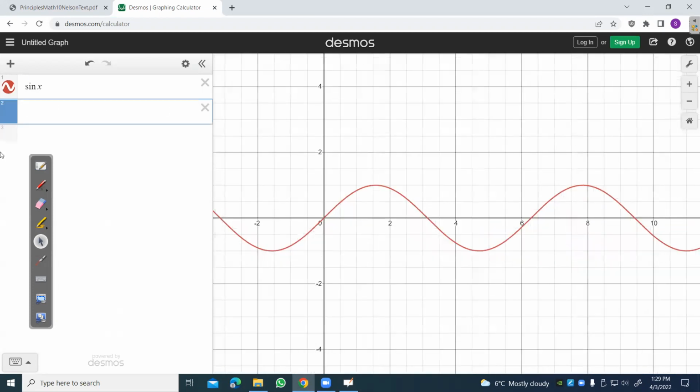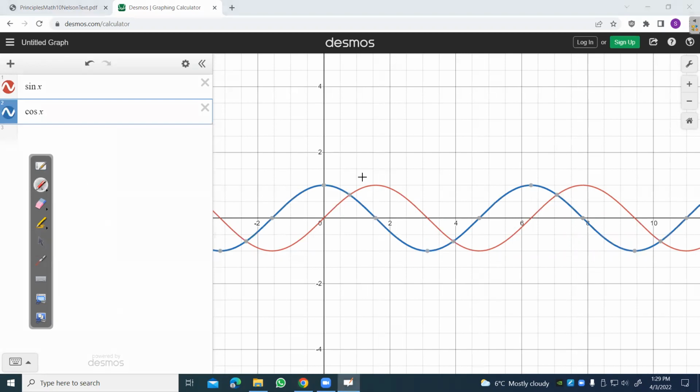Cos x looks very similar to sine x. Now sine x is the one in red. Cos x is just sine x, but it's shifted a little bit to the left. If you take the sine curve and just shift it, you'll get the cosine curve. Okay? It's the same thing as sine, except it's just shifted a little bit.